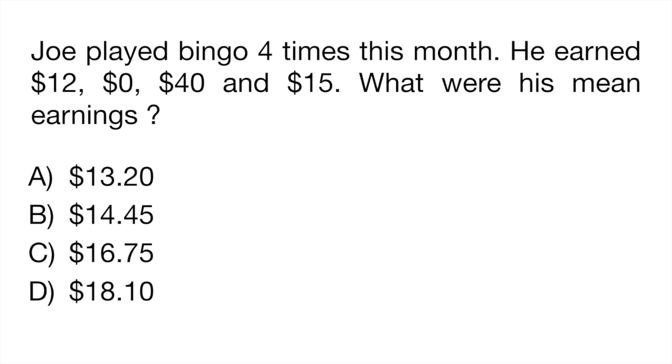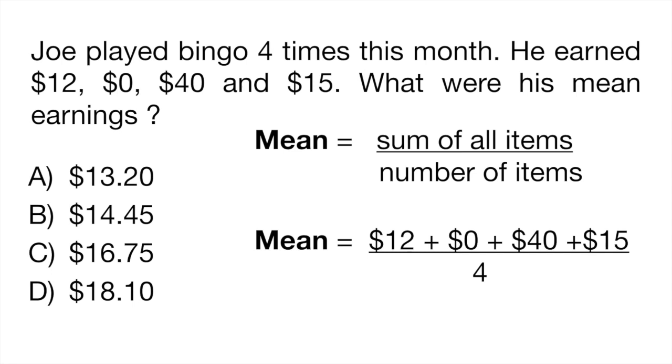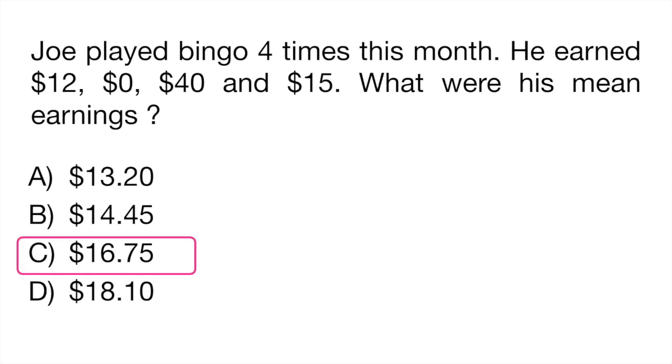So remember that a mean is literally the same as an average. And as we just saw, an average is equal to the sum of all items divided by the number of items. So this is going to be very straightforward. You essentially add up all of his earnings on the top, and then you're going to divide that by the number of times that he played bingo to get an average or a mean of his earnings. And that would give you $16.75.